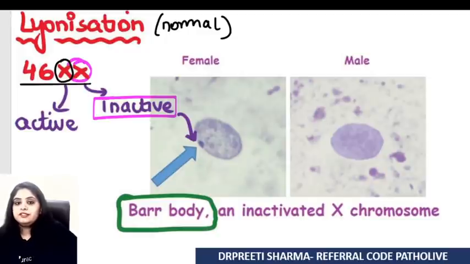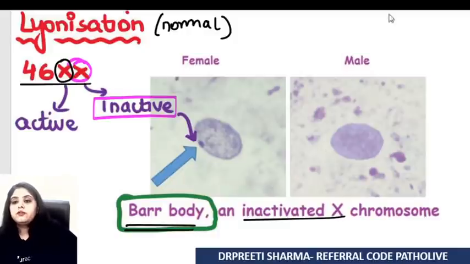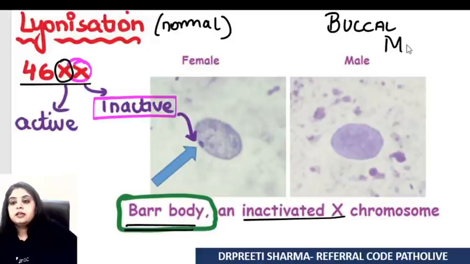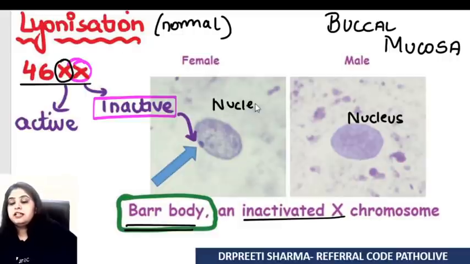Now, having said that, the chromosome X which is being made inactive, that inactive X chromosome is known as a Barr body. So for example, I have taken a buccal mucosa scraping, a buccal mucosa sample from a male and a female. When I saw the nucleus of the male cells, I just saw one nucleus, that's it. But when I saw the nucleus of a female cell, I saw that this is the nucleus and there's an additional blue color dot inside it.